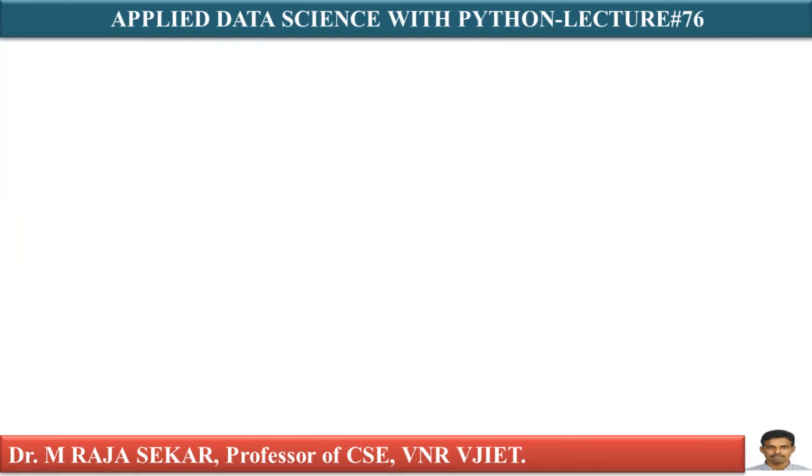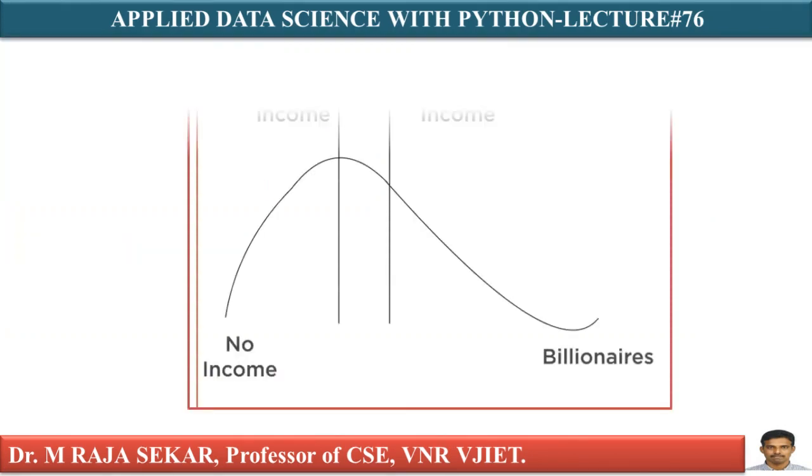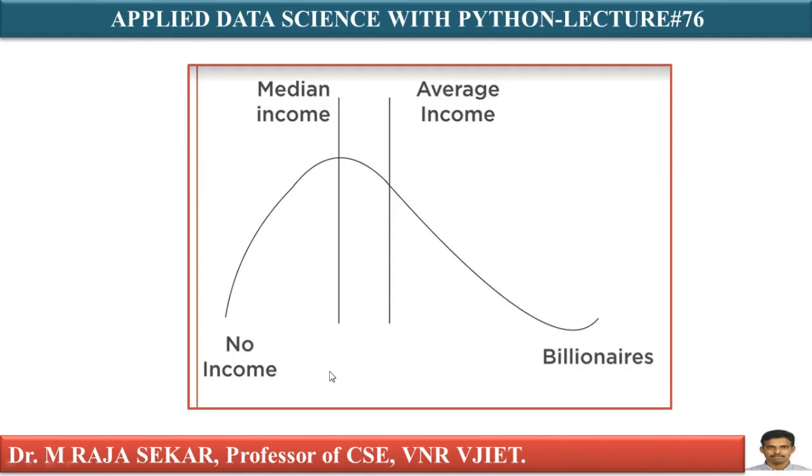Here is what a right skewed distribution might look like. Just observe this one. If you observe carefully, this is a right skewed distribution. Just see, this is billionaires. There is no upper bound. It keeps on going. No income means 0 income. Here you have a lower bound. For a right skewed distribution, for a positive skewed distribution, you need not have an upper bound. It keeps on going, but you have a lower bound.